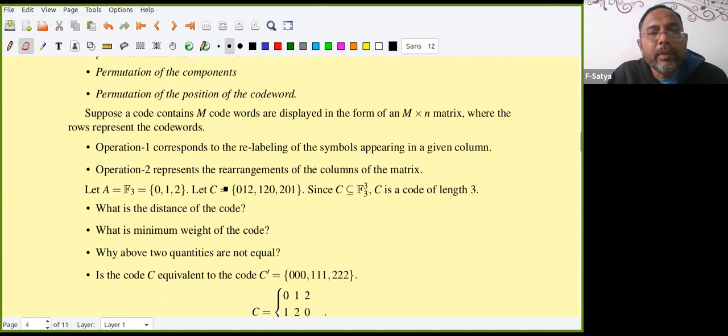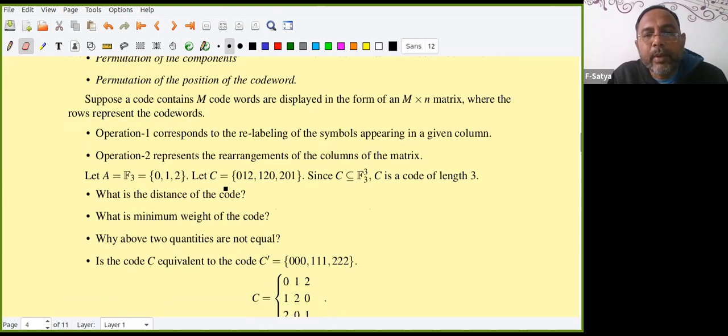So what is operation one? Permutation of components corresponds to the relabeling of the symbols appearing in a given column. In the given column, I change all the symbols, permute, a one-to-one map. Then there is no problem. Think about what it will do. Is it going to change distance or something? Operation 2 represents the rearrangement of the columns, meaning I'm interchanging two columns. I'll explain with one example.